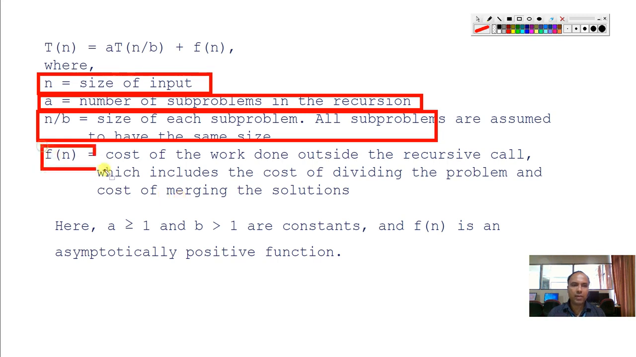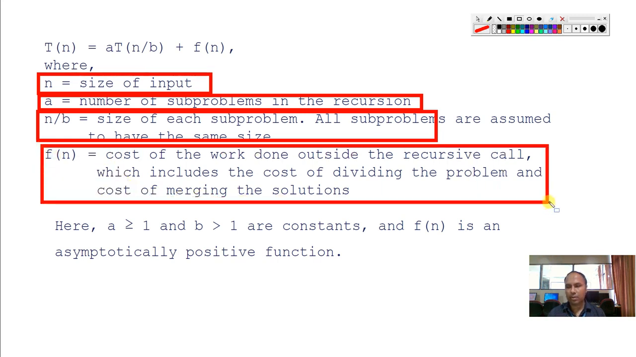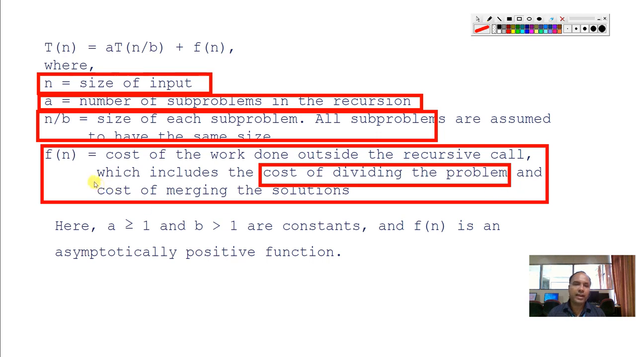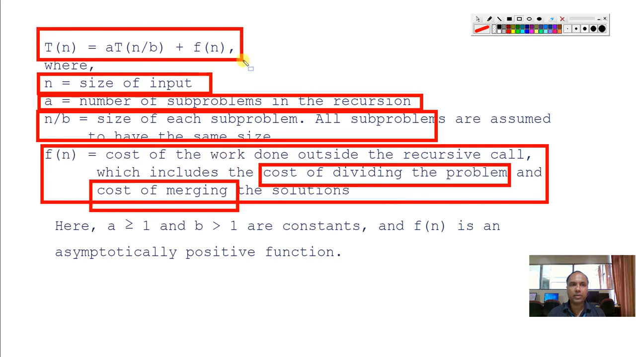Now this function f(n): when we divide our whole problem into various subproblems, we require a cost to divide the problem, and at the end, once the solutions are found, we require to merge the solutions, right? So whatever the cost related to these two operations, dividing and merging, that cost is known as f(n), and it is represented in this function T(n) = aT(n/b) + f(n).